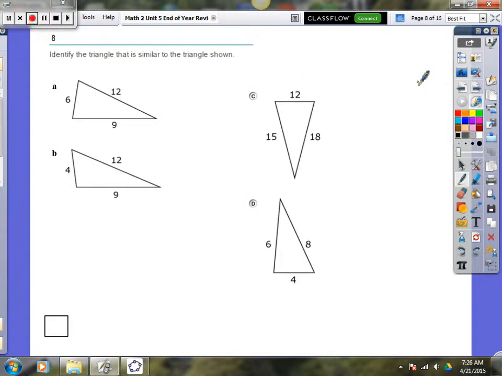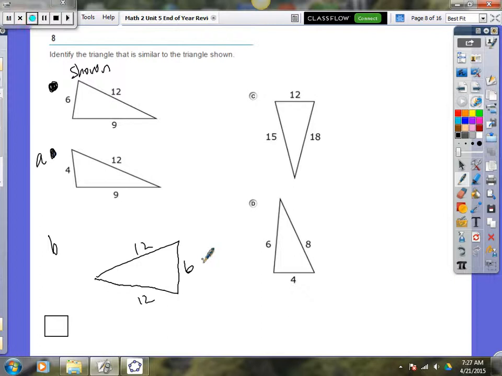Okay, 8 is wrong. 8 copied wrong. This piece is the piece shown right here, and this is actually A, and then B looks something like this. This is 12, this is 12, this is 6. So copied wrong. So number 8, identify the triangle that is similar to the triangle shown.